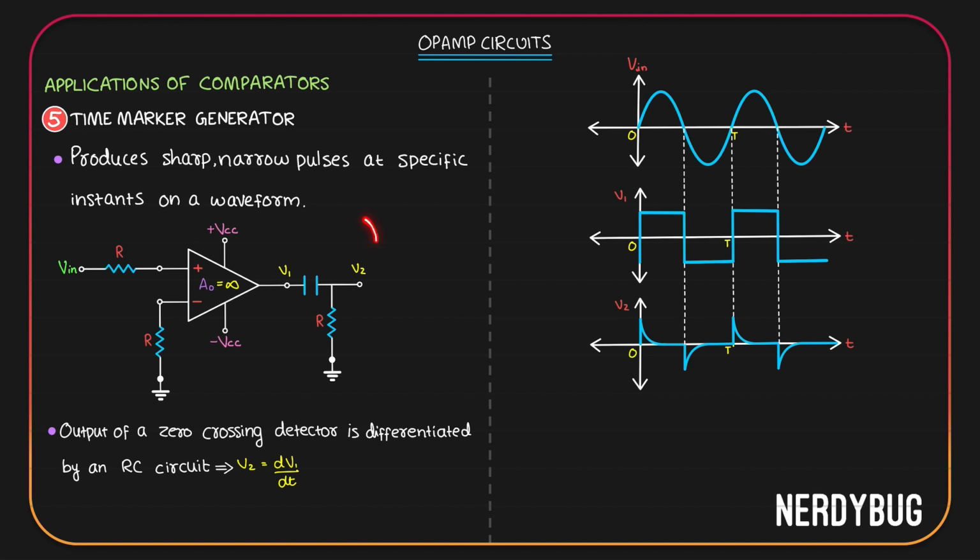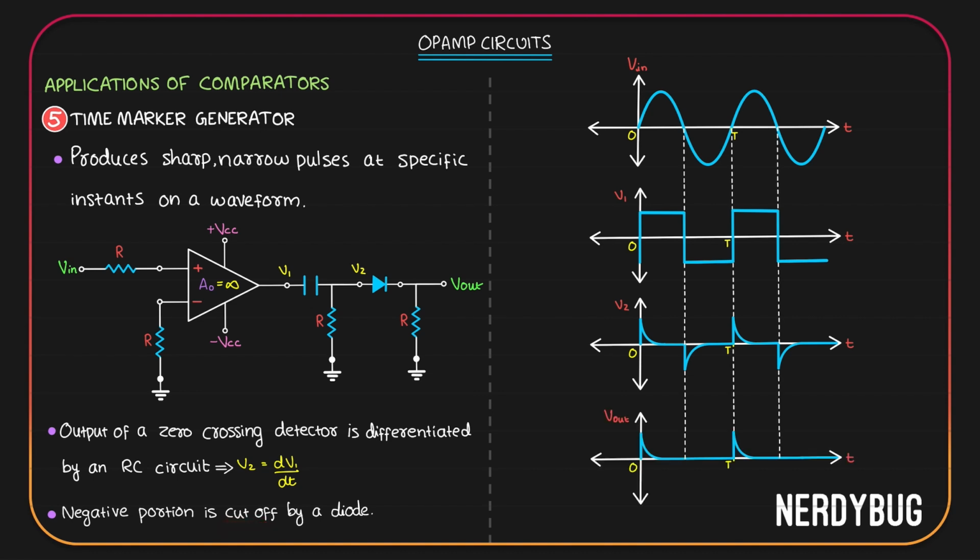Now this output will be fed into a clipper. Output of the clipper is our final output. We used a negative clipper, so the negative portion of V2 will be cut off. The final output will look like this. We have a sharp, narrow pulse every time the input signal goes above 0 volt.